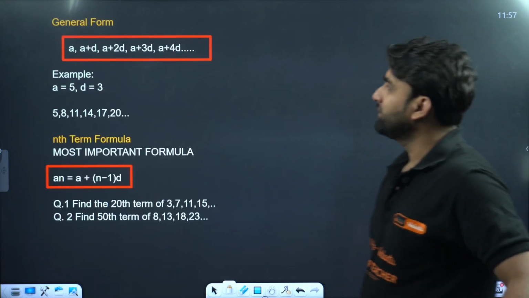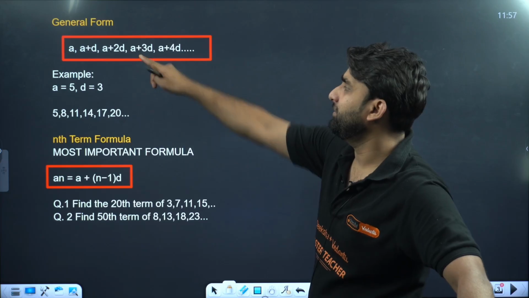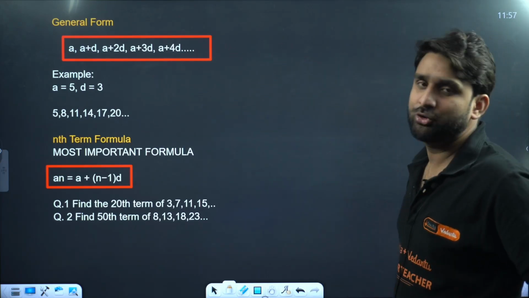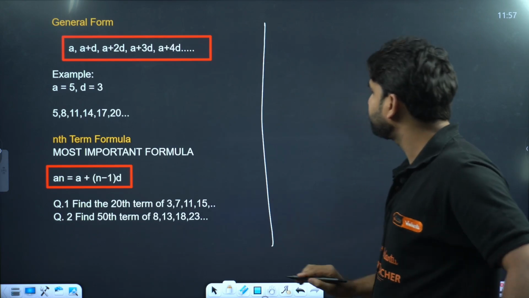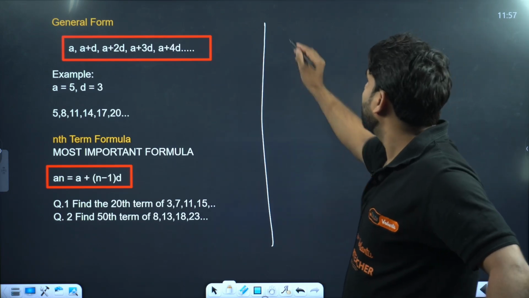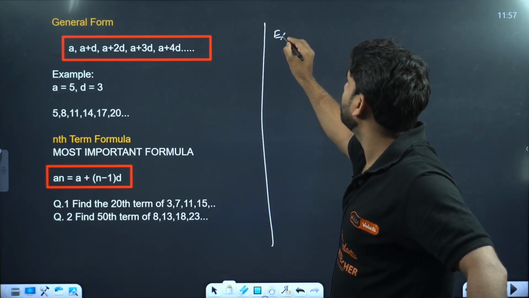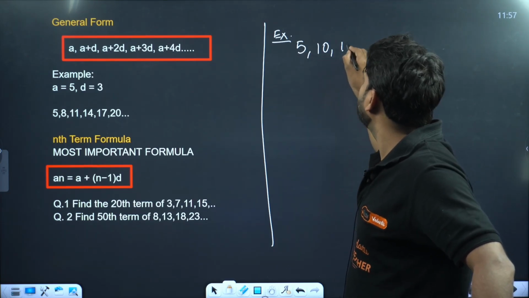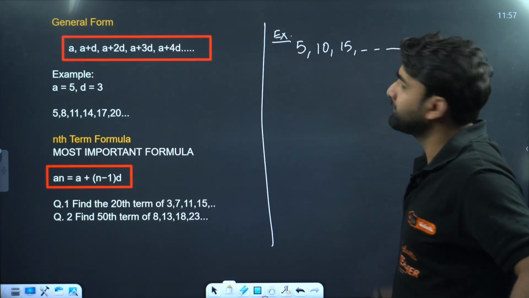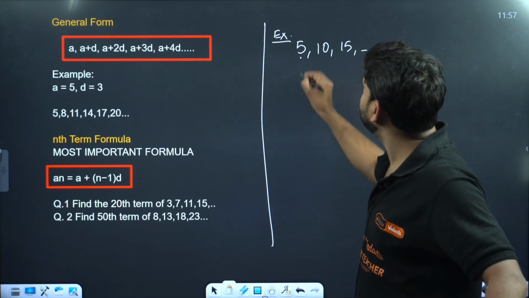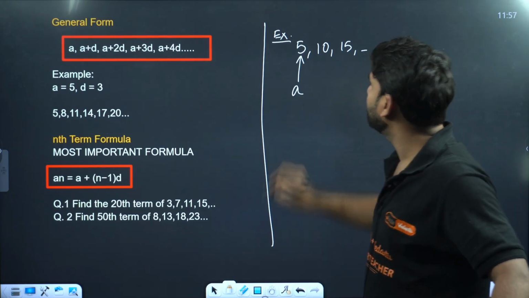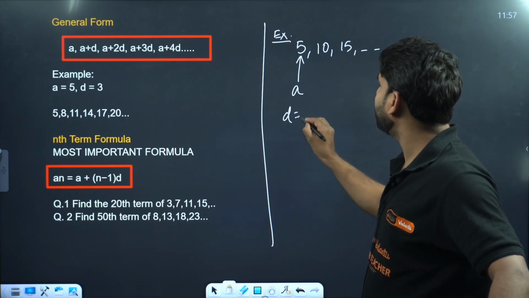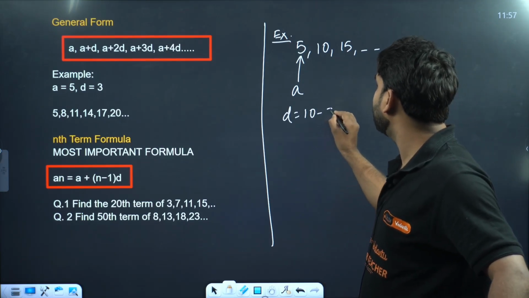The general form of an AP is A, A plus D, A plus 2D, A plus 3D, A plus 4D. Let me show you how. My dear champions, if I give you an AP, for example 5, then 10, then 15, and so on. The first term is called A. And here the common difference D will be equal to 10 minus 5.